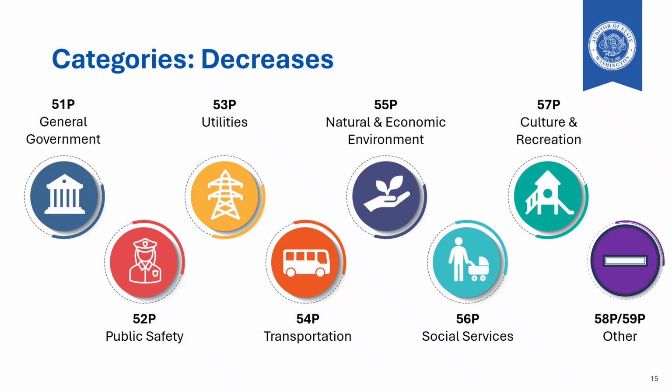As you can see, 510 is for general government. These codes are specific to general purpose governments, such as counties, cities, and towns. Then the 520 is for public safety. 530 is for utilities. 540 is for transportation, 550 is for natural and economic environment, 560 is for social services, 570 is for culture and recreation. And lastly, the 580 and 590s are considered other decreases.